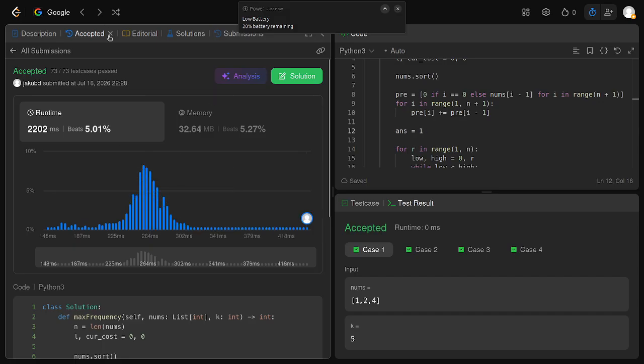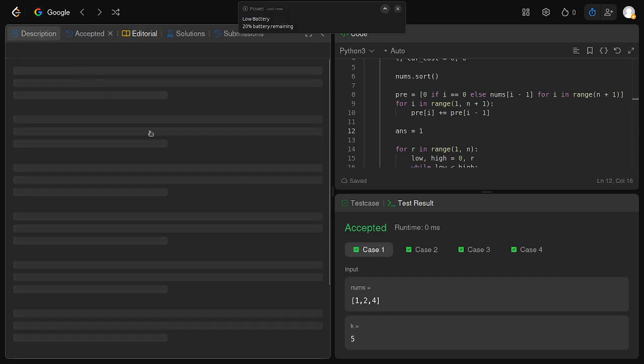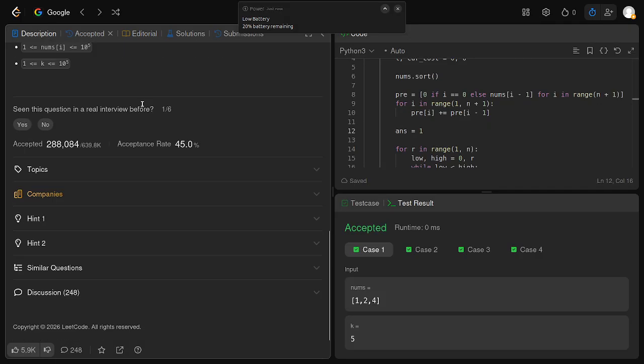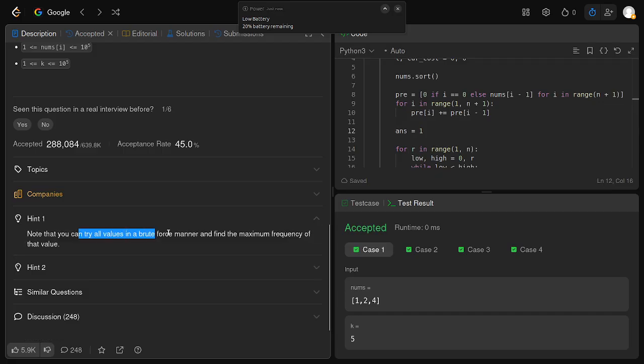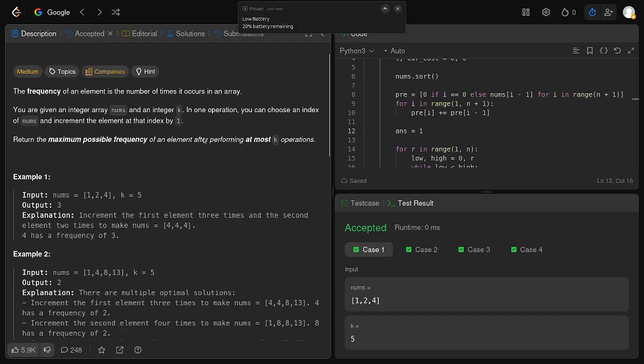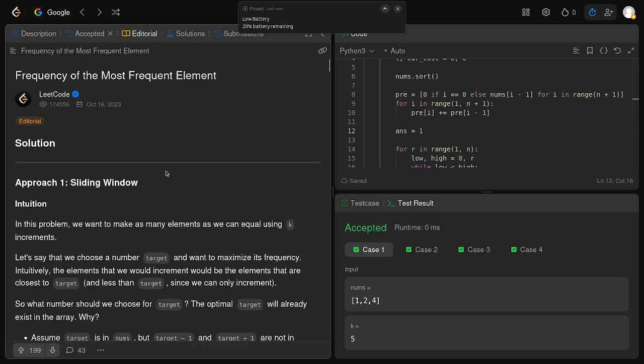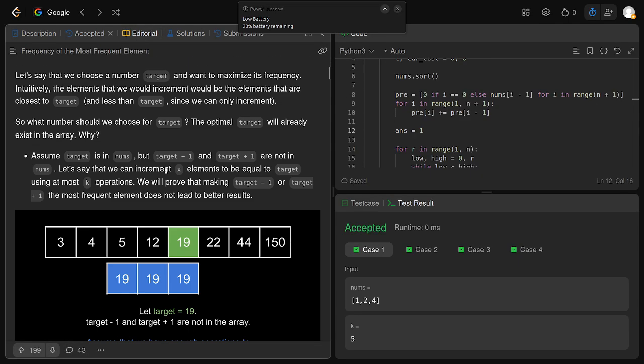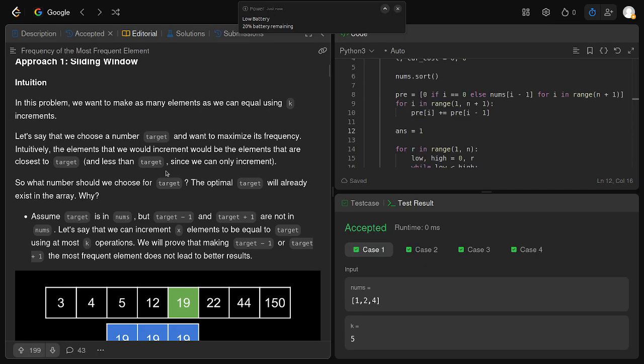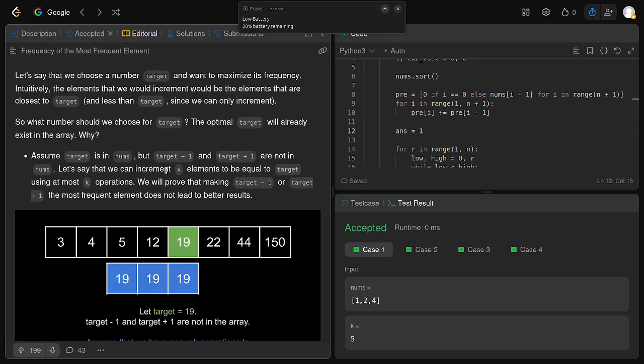So there is like a linear solution or something. Let's see hints. If there is hints, I will. Okay, I can do that. I mean, I did this, but sliding window. I did this, but it was wrong for some reason.